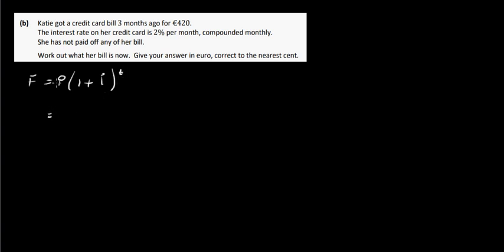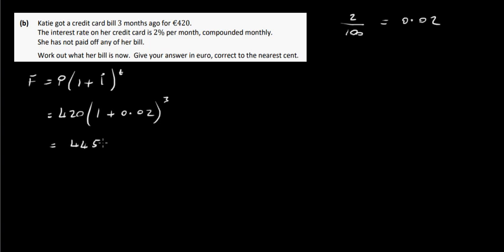So the amount here was 420 euros that she borrowed. The interest rate as a decimal, 2%, is 2 over 100, which is 0.02, so you put in 0.02 here, and the time period is 3 months in this case. So when you work this out, it's just calculator work at this stage, you get 445.71 euros. So that's one way of doing it, but let's do it on a monthly basis.